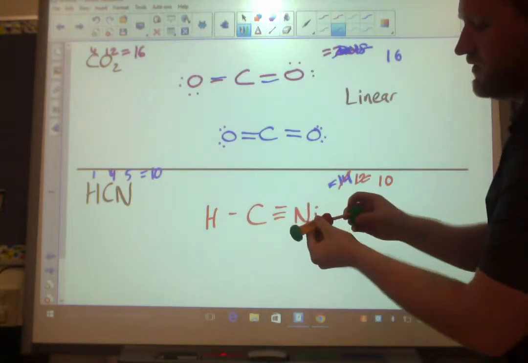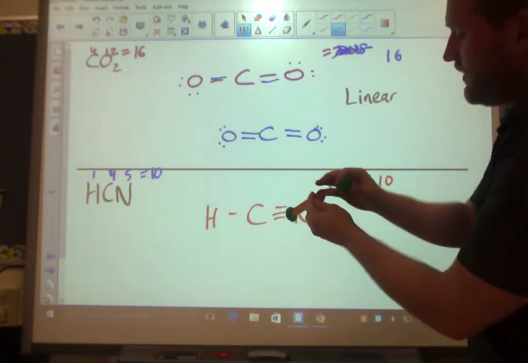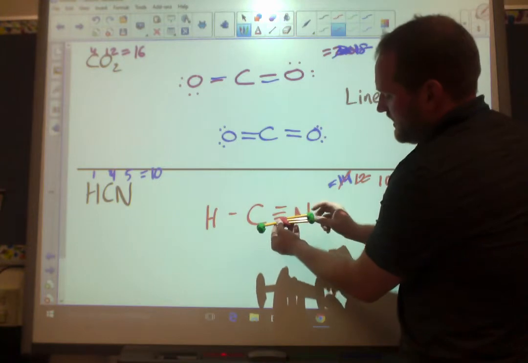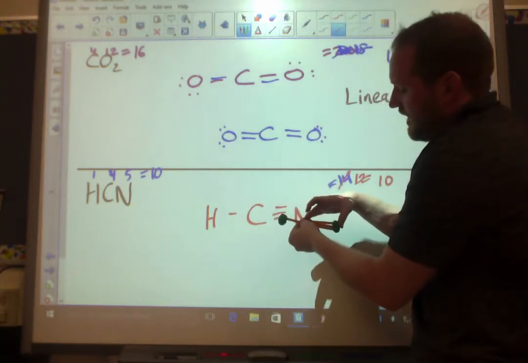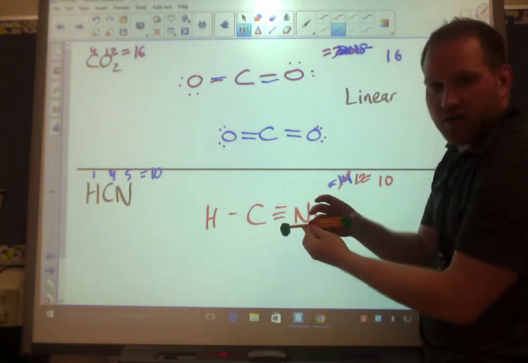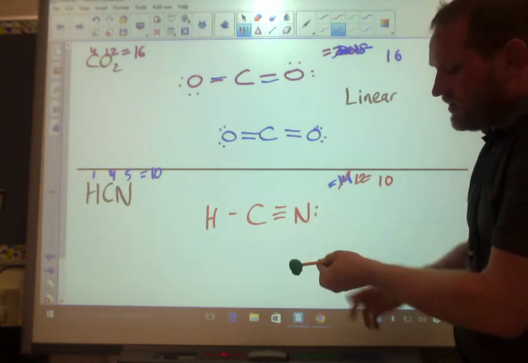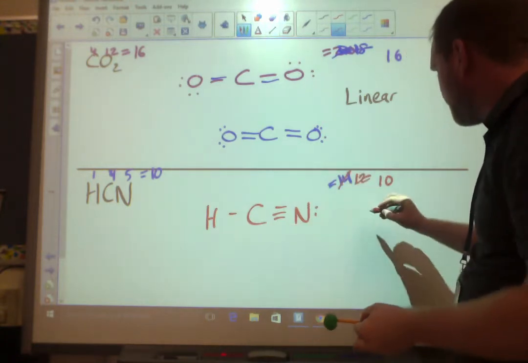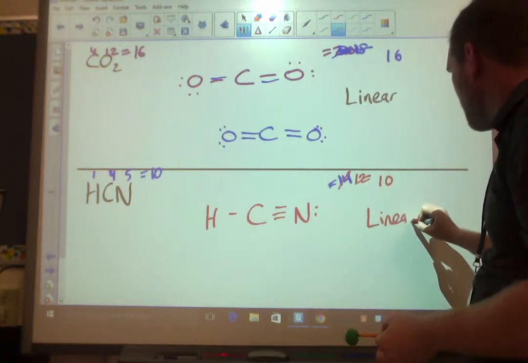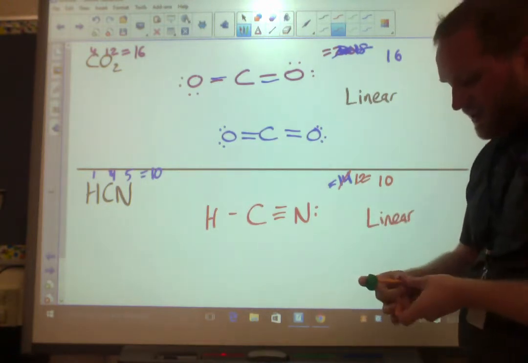Now, it's not perfect because I only have 2 colors here, but we can assume that this is the N and this is the H. Now, what shape is that going to be? Linear, just like the one above, because it's 2 branches sticking straight out, so it's going to be a linear shape. Linear. And let's think about the polarity.